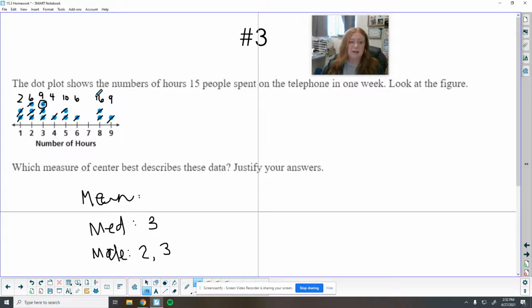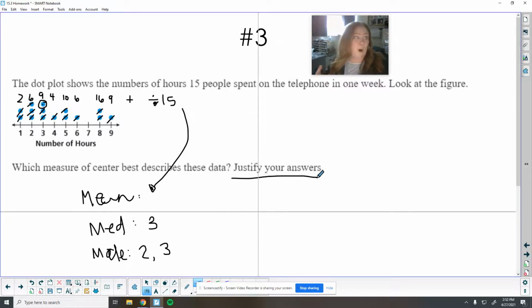So we want to add all of these up and then divide by 15 since there's 15 total people. And that will give us our mean here. And then you need to decide which one best represents our data and explain why you think that. If you're doing this on paper, you can choose, but it's got to have proof with it. You can't just say, I think it's the median. Why do you feel like the median best represents that?